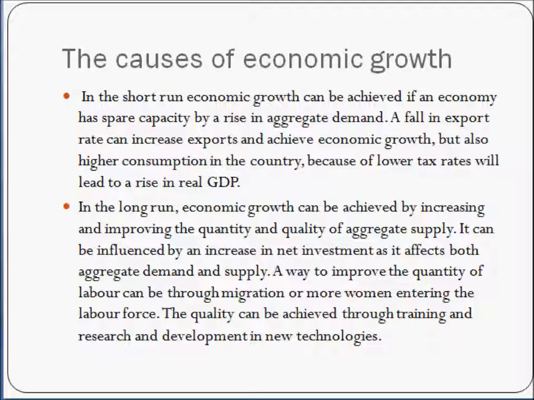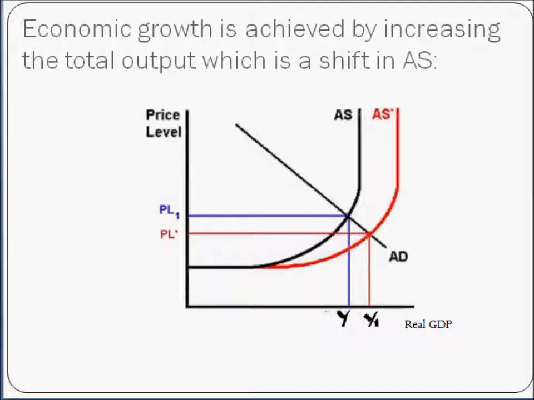In the long run, economic growth can be achieved by increasing and improving the quantity and quality of aggregate supply. It can be influenced by an increase in net investment as it affects both aggregate demand and supply. A way to improve the quantity of labor can be through migration or more women entering the labor force. The quality can be achieved through training and research and development in new technologies.